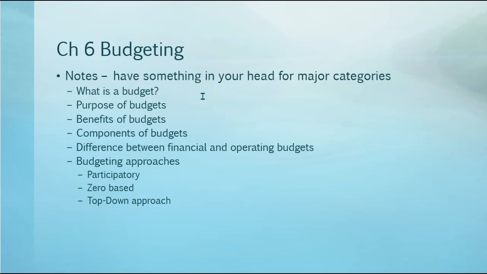Now, on budgeting, you want something in your head for major categories. This is from the notes: what is a budget, the purpose of the budget, benefits, components, differences between the financial budget and the operating budget. Okay, you should have something there. And also the order that they're done in. Okay, for budgeting approaches, there are participatory budgets, zero-based ones, and then budgets with a top-down approach. Okay, that's pretty much from the notes, and it gets you started on budgets.